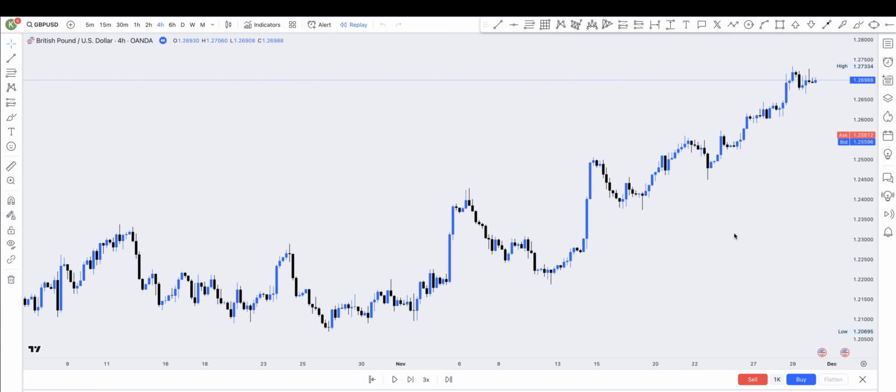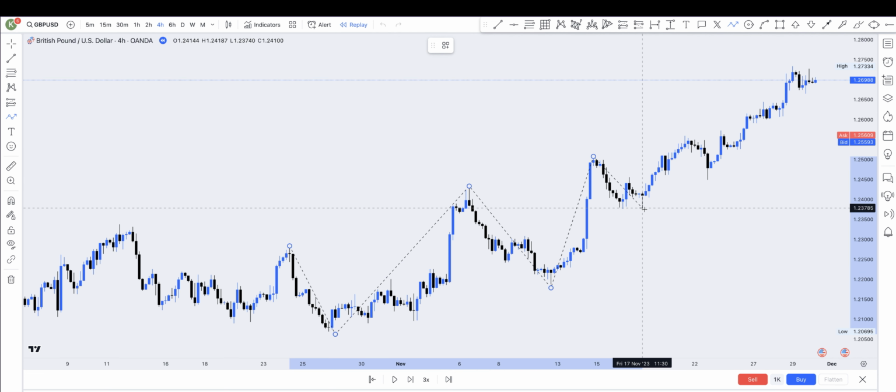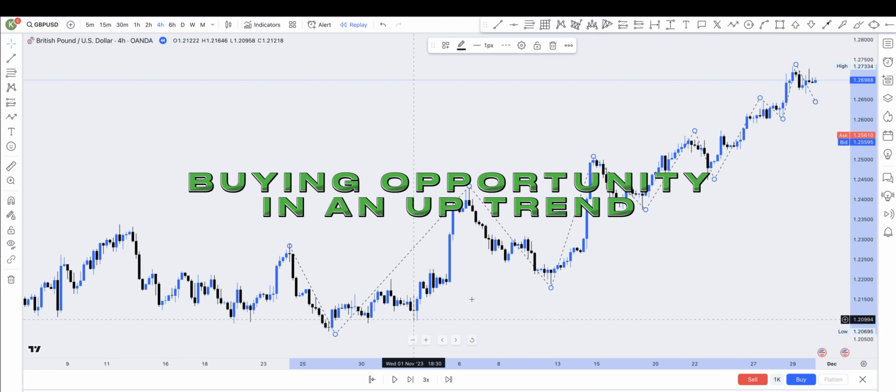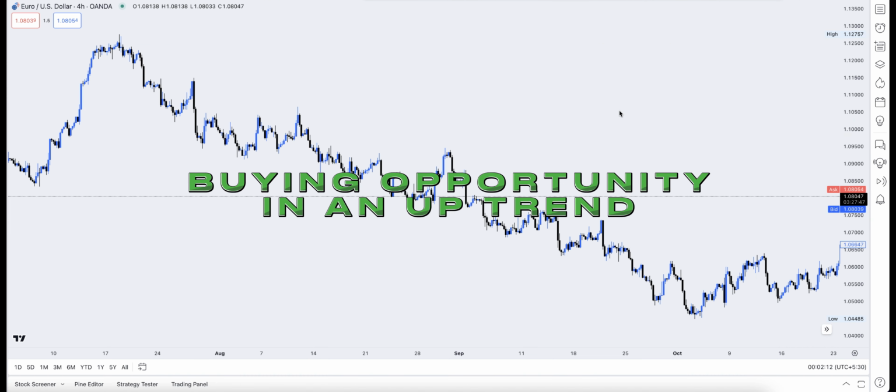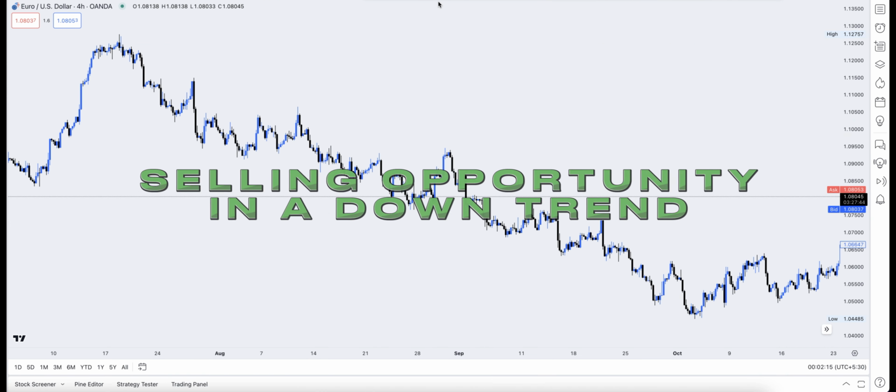So when you look at this chart over here, you can see that price is moving in an uptrend, and we have this high here, and this low here. Price moved up to form a higher high. We have a higher low, higher high, higher low, higher high, and so on. So what are we going to look for? We are going to look for buying opportunities in an uptrend. And in a downtrend, we look for selling opportunities.